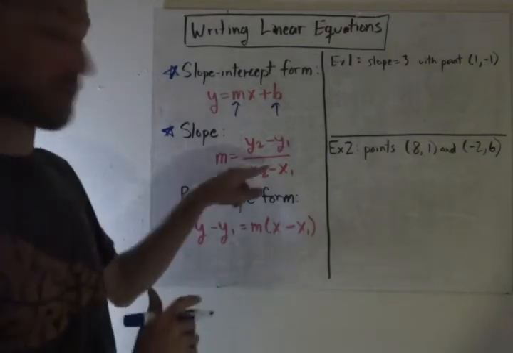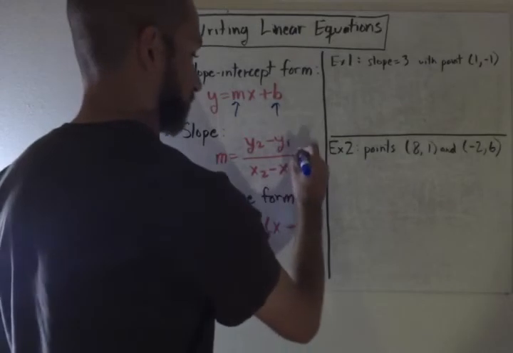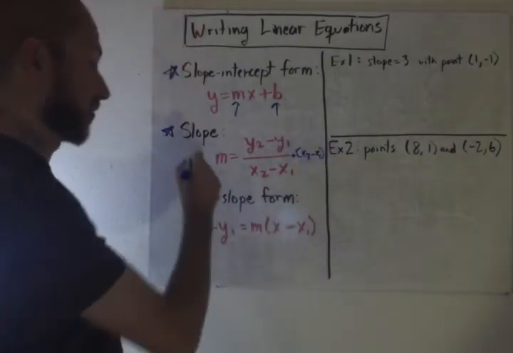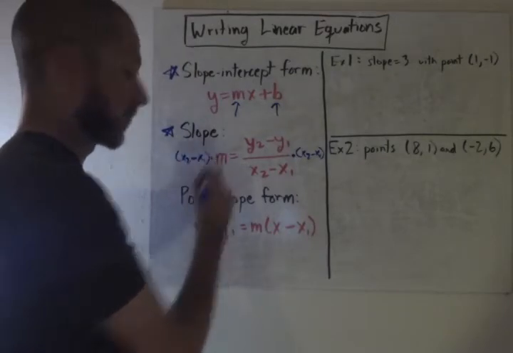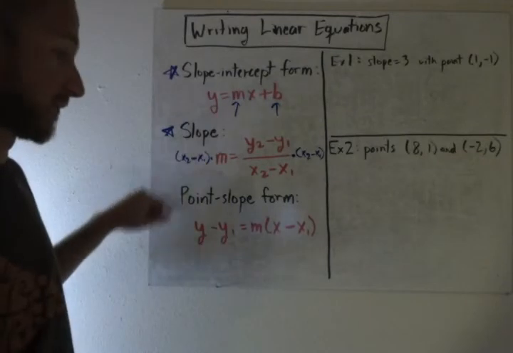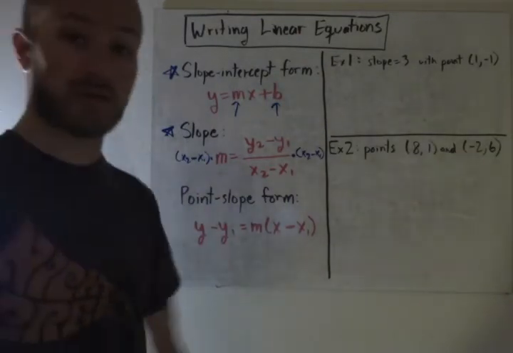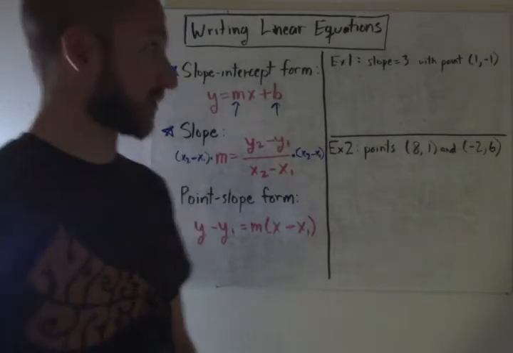And actually, if you just multiply the slope formula by x2 minus x1 on both sides, that's basically where we get this from. So this is a special form of the slope formula that we can use to write linear equations. All right, let's do a couple of examples.